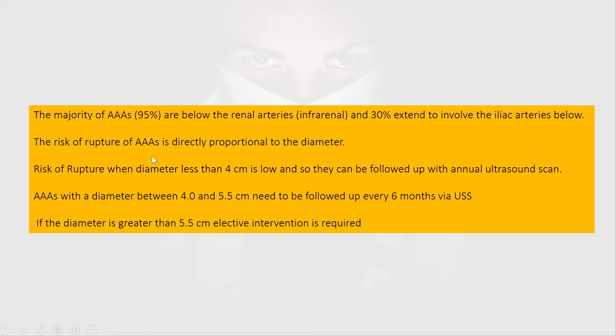The risk is directly proportional to the diameter. The risk of rupture when less than 4 centimeters is low, so you will do annual ultrasound. With a diameter of 4 to 5.5 centimeters, 6 monthly ultrasound. If the diameter is greater than 5.5 centimeters, you will do elective repair.